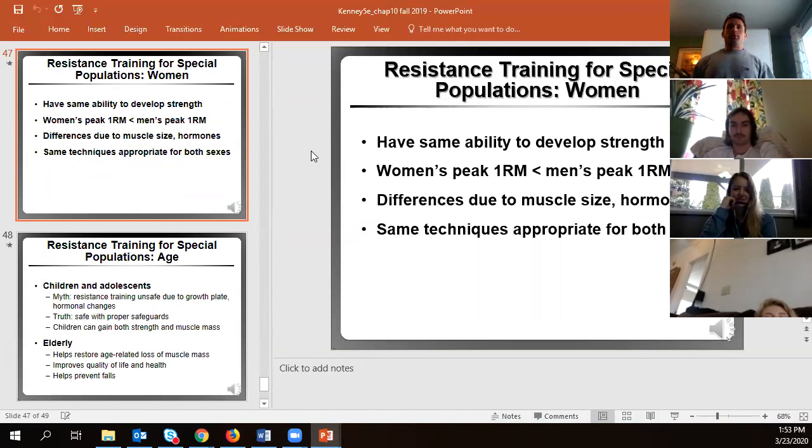On average, women aren't going to be able to hit as much of a maximal strength as a guy. And it turns out the difference is guys tend to have bigger muscles. And why do guys tend to have bigger muscles? Anybody? Hormones. Thank you. Yeah, and it's really testosterone.